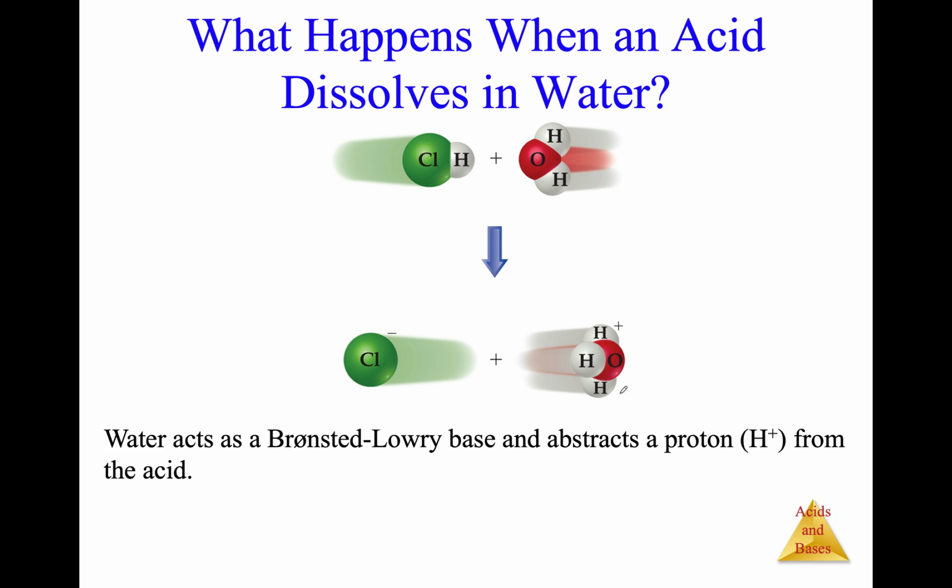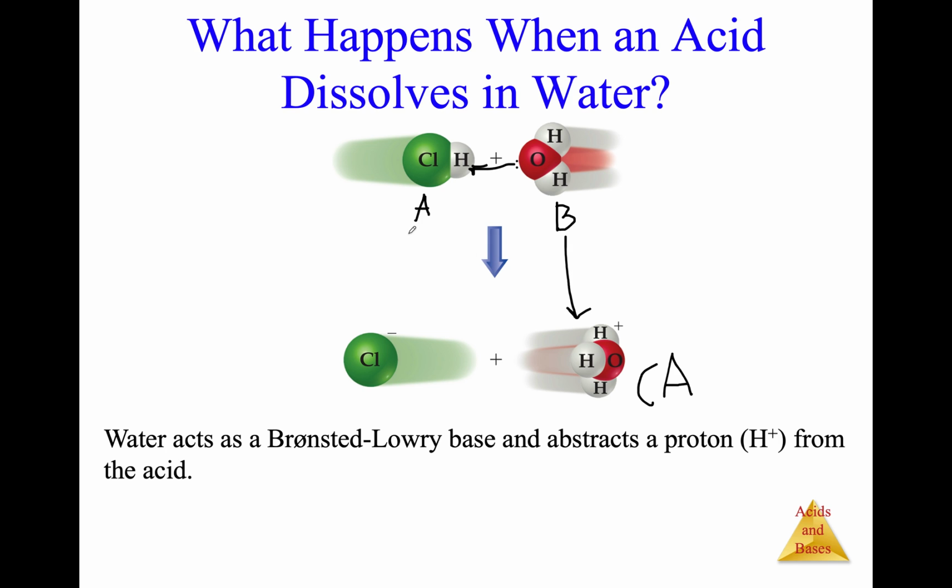So water acts as a Brønsted-Lowry base and abstracts a proton, H plus, from the acid. That means that HCl is acting as our acid and hydronium is acting as the base. What we're going to see in this chapter is that we always have an acid and a base reacting. The base accepts a proton, so this water molecule is grabbing the H plus, and the base turns into hydronium. We're going to call this a conjugate acid. So it's the conjugate acid of the base, which is water.